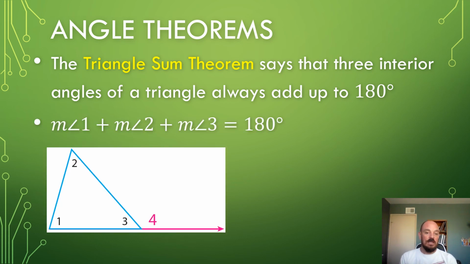And basically, if you go back to our picture that we just looked at, if you wanted to create an equation for it, the three interior angles, that's 1, 2, and 3, have to add up to 180. So measure of angle 1 plus measure of angle 2 plus measure of angle 3 equals 180.